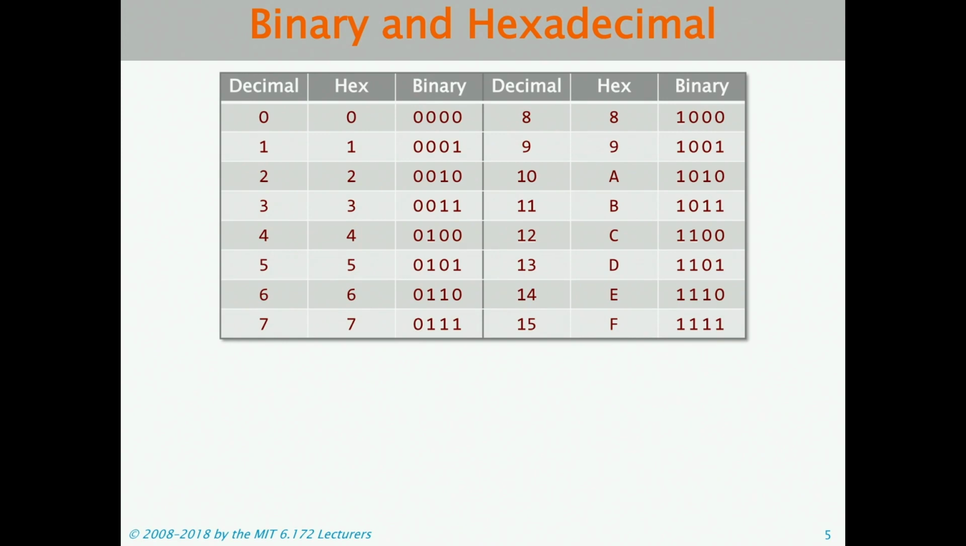In this table, you can basically just look up for each possible hex value what its binary representation is. For the values from 0 to 9, we're just going to use the same as the decimal representation for hex. And then for values 10 to 15, we're going to use the characters from A to F.